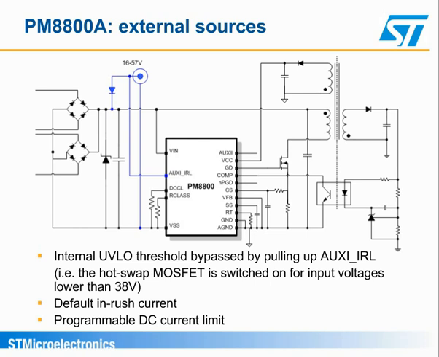By pulling up the AUX1 IRL multifunction pin to the external source, the PM8800A is activated even if the level of the external source is lower than the internal undervoltage lockout threshold. This is specifically suited for 24-volt based terminals, like most security cameras and medical appliances. The inrush current limit is set to its default profile, and the DC current limitation is applicable. No predictable priority of one source can be guaranteed in this case.